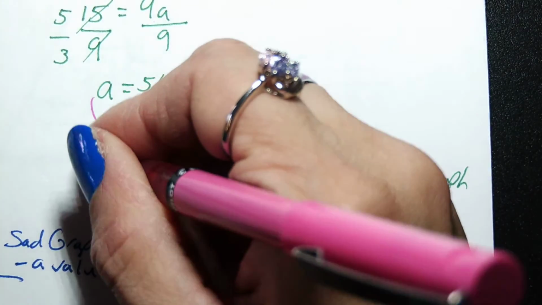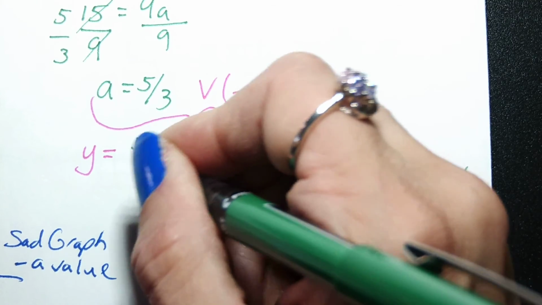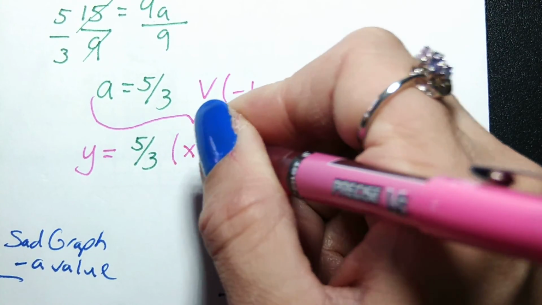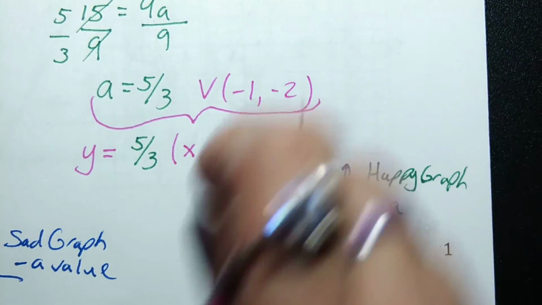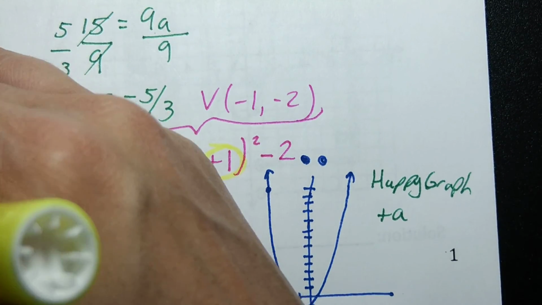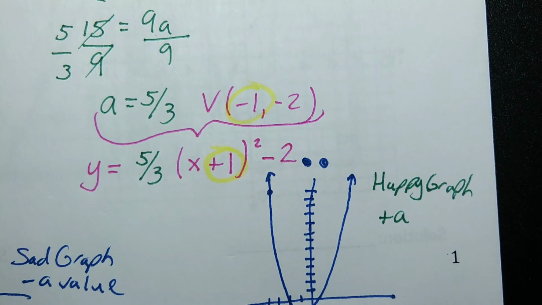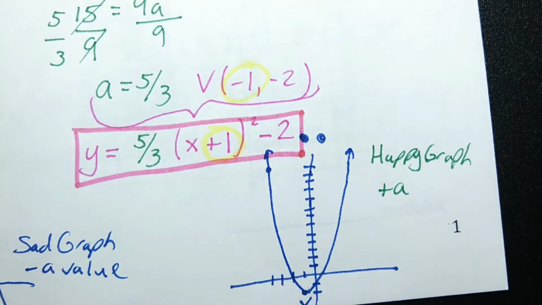We're going to use that and our vertex, which is -1, -2, to write my vertex form equation. So y equals 5/3, there's the a value, times (x plus 1) squared minus 2. And there's our equation in vertex form.